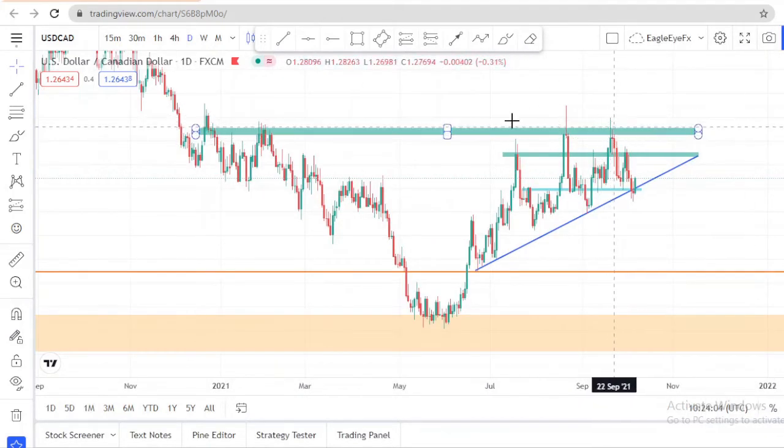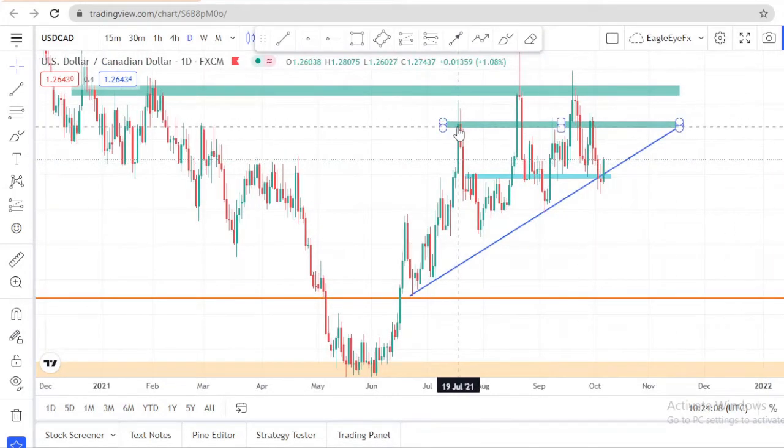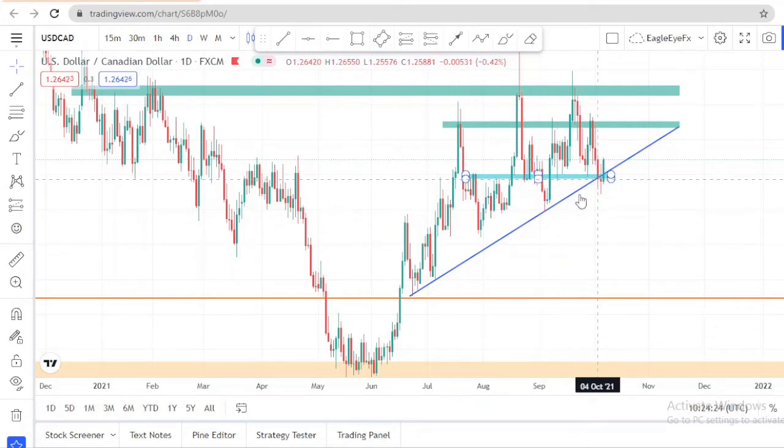There's a touch here, so that becomes a zone. And also there's another touch here, and another touch here, and another touch there, so that becomes another zone there. Then down here also you see there's a touch here, which was the resistance, and then you see support, then you see support, and now we are at that particular level.